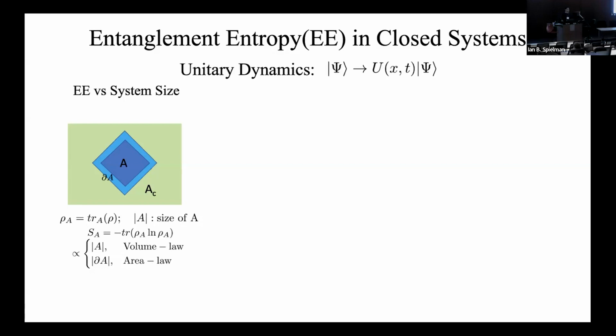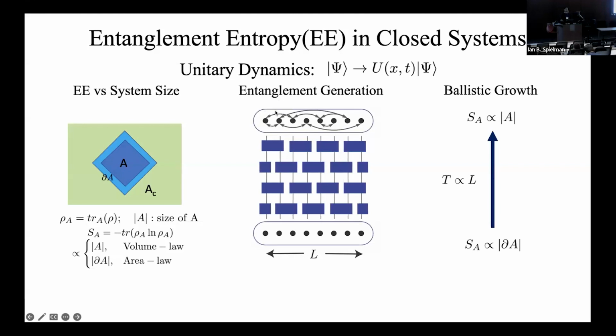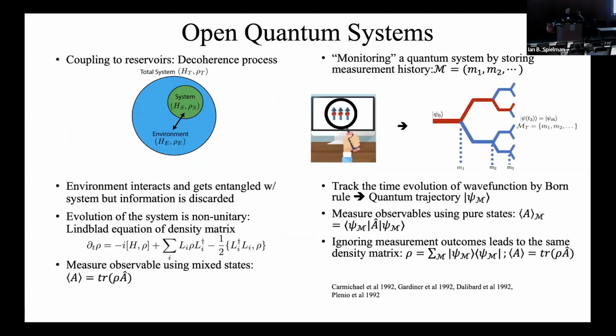Under unitary dynamics, generically we can generate entanglement. If we start, for example, with a product state with no entanglement, after a finite time we end up entangling all the particles to each other. This is called the ballistic growth of the entanglement: you start from some area law state, and you end up with some volume law state. So we can ask similar questions for open systems.